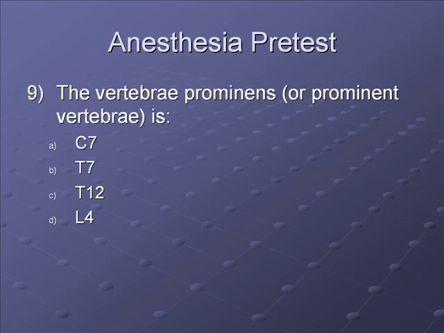Question 9. The vertebrae prominens, or prominent vertebrae, is A. C7, B. T7, C. T12, or D. L4.